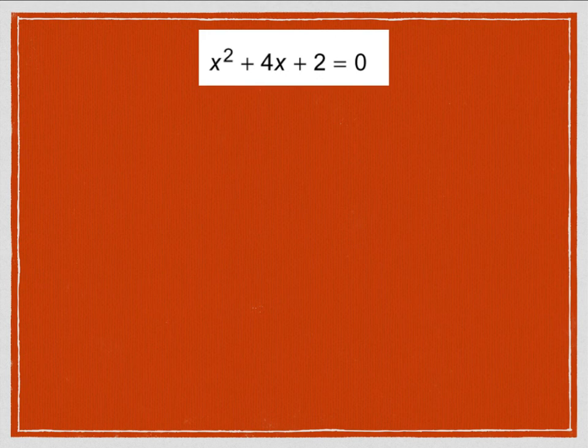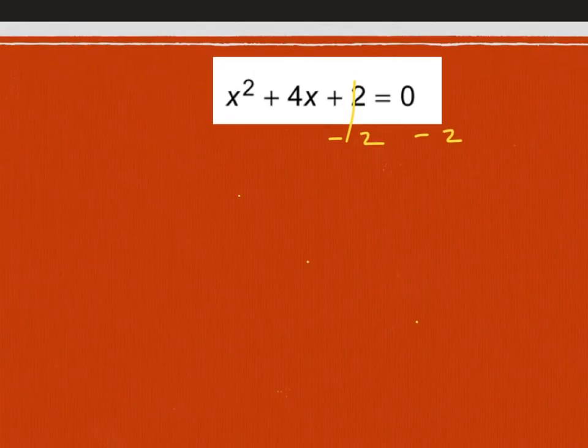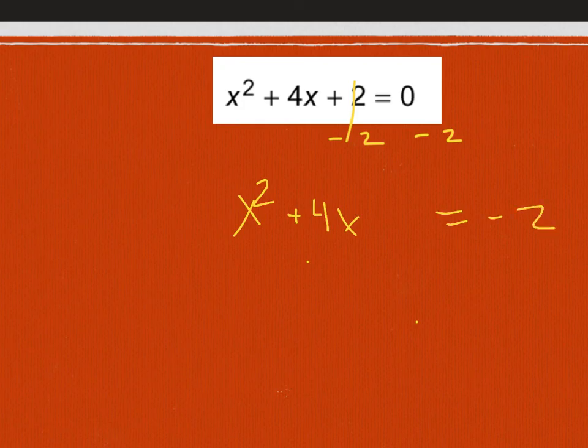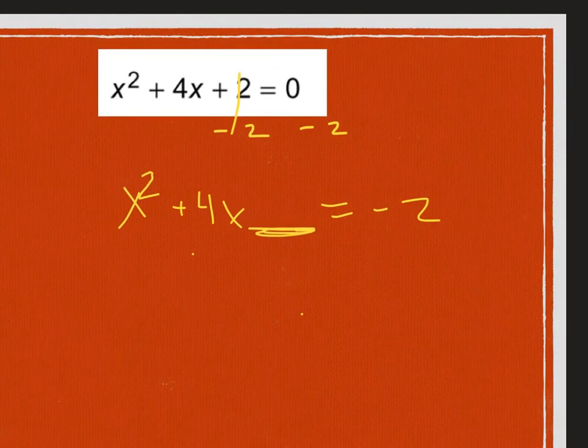How do we get that x squared plus 4x all by itself? Awesome. Subtract 2. So we have x squared plus 4x is equal to, what's 0 minus 2? Negative 2. So now we need to put that number that completes the square for us in the blank.